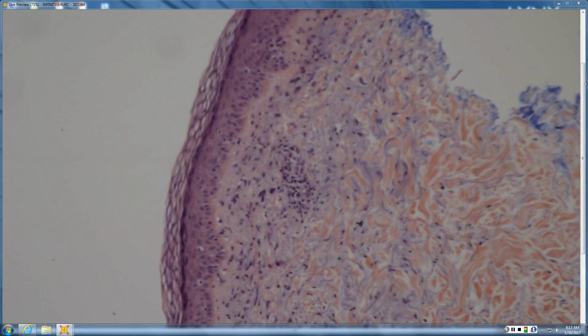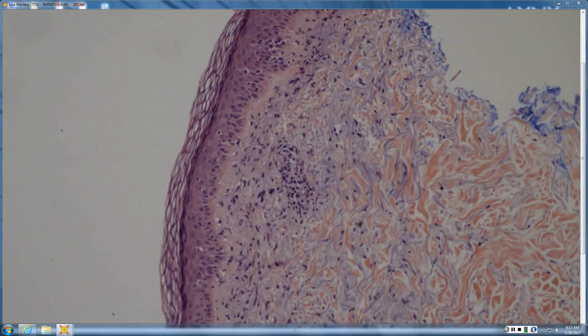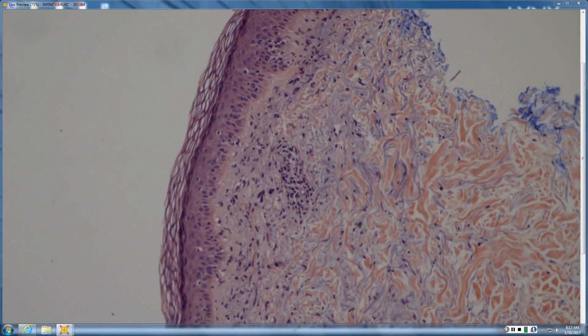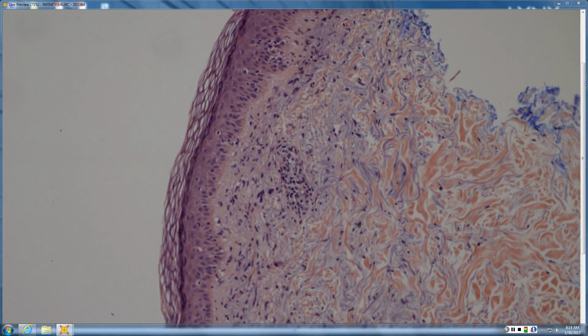I can't decide, is it spongiotic or is it interface? What things are you supposed to think of when you can't decide if it's spongiotic or interface? Drug, viral, and syphilis. In case we didn't mention it, you should think of drug, viral, and syphilis if you can't decide if it's spongiotic or interface.